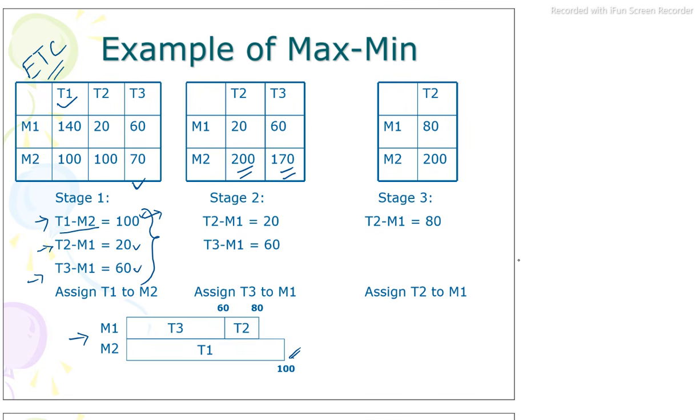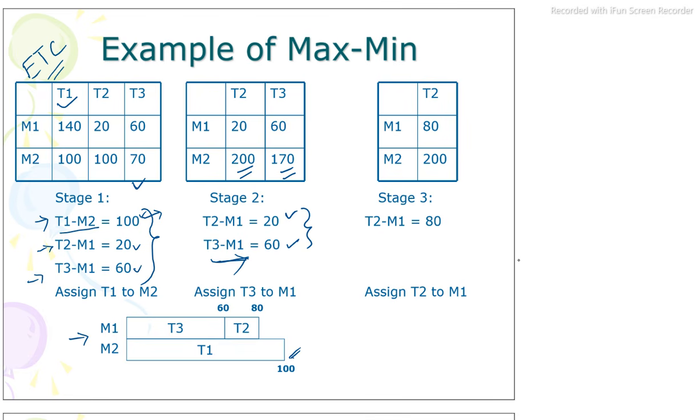So now again repeat the same process. You choose the minimum time for T2, so it is minimum on M1. Similarly for T3 it is minimum on M1. Out of these two minimums, the maximum is the T3 to M1 allocation. Now assign T3 to M1. So in the Gantt chart, assign the T3 task to the M1 machine having 60 units of time.